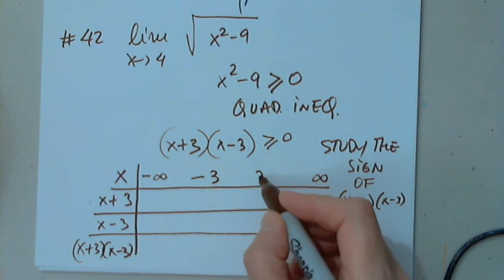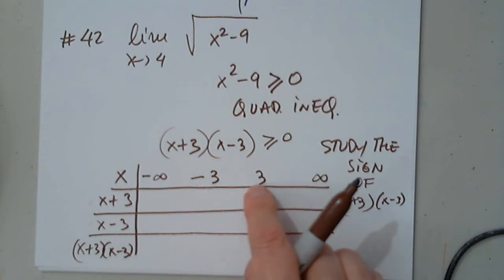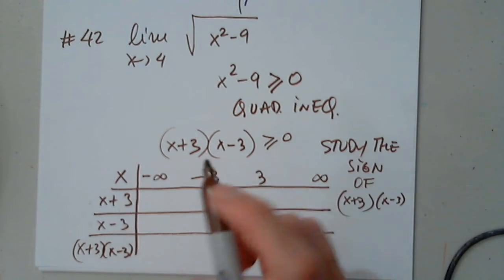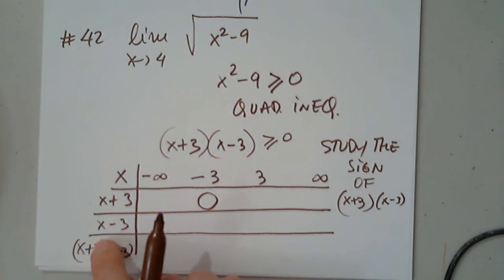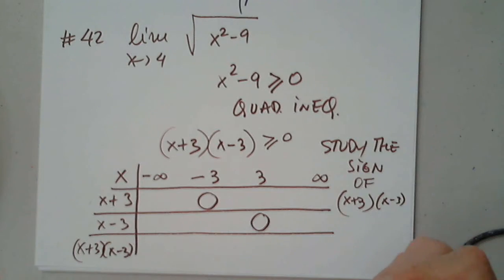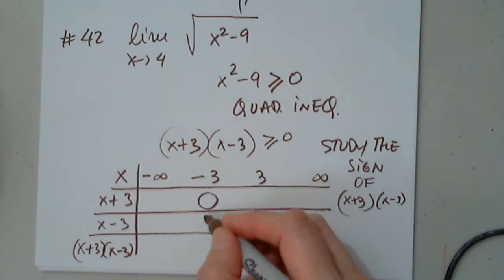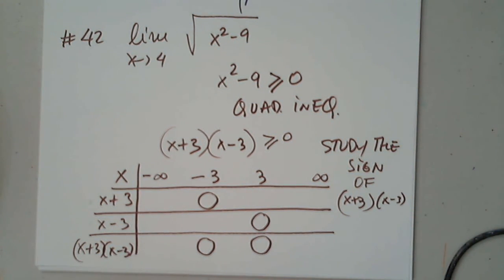So I'm going to put these two numbers, negative 3 and 3, in the correct ascending order. For x plus 3, I will write 0 under negative 3, as you told me. For x minus 3, I will write 0 under 3, as you told me. And for the product, when either one is 0, the product is also 0.